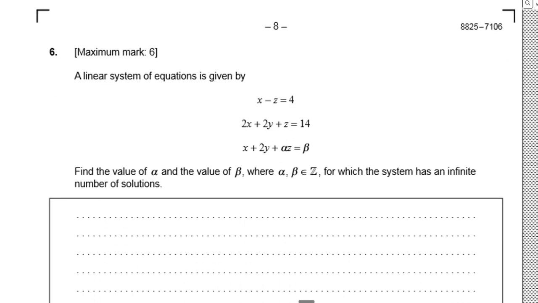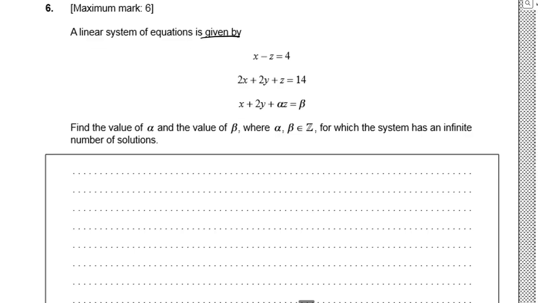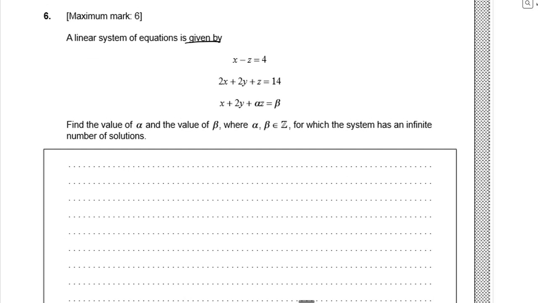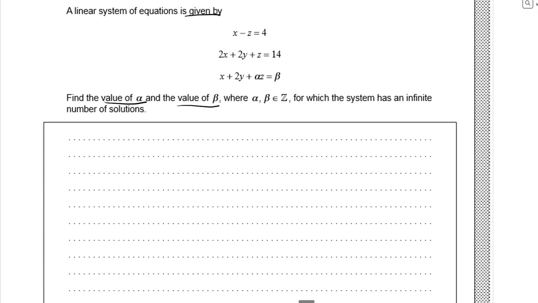Now we'll move on to question 6. We have a linear system of equations given by these. Find the values of a and alpha and beta for which the system has an infinite number of solutions. Right, so what we have to do is row reduction, right? We need to find a system with an infinite number of solutions. That means the end of our thing should be 0, 0, 0.